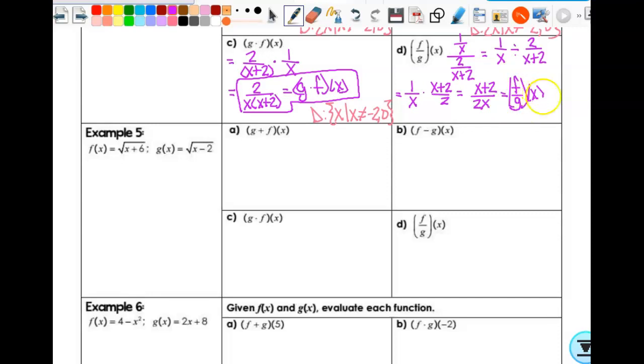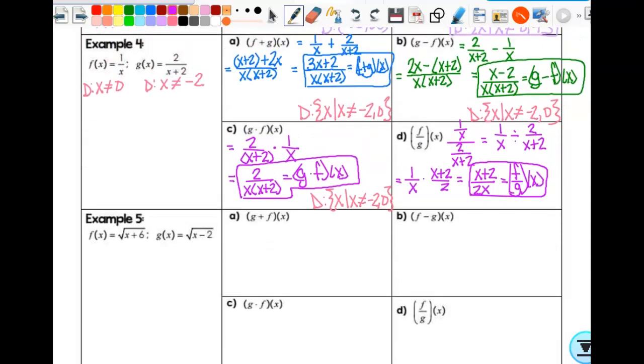Then I need to revisit the domain. Okay, so go back up here. All right. So the denominator here was g. So g of x cannot equal 0. So 2 over x plus 2 cannot equal 0. Right? Everybody understand why I'm doing that, where it's coming from?